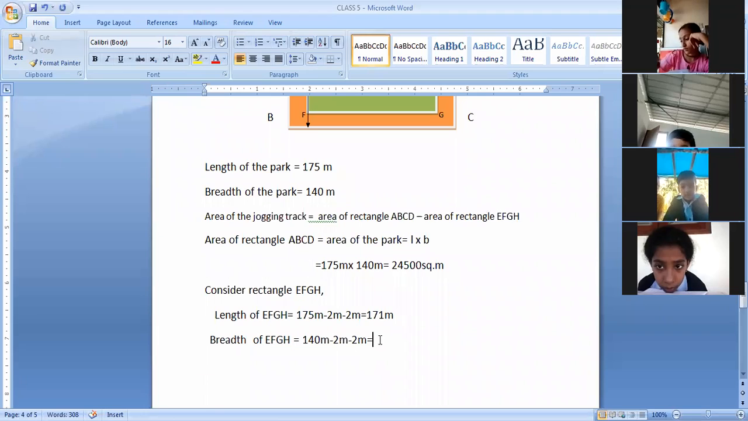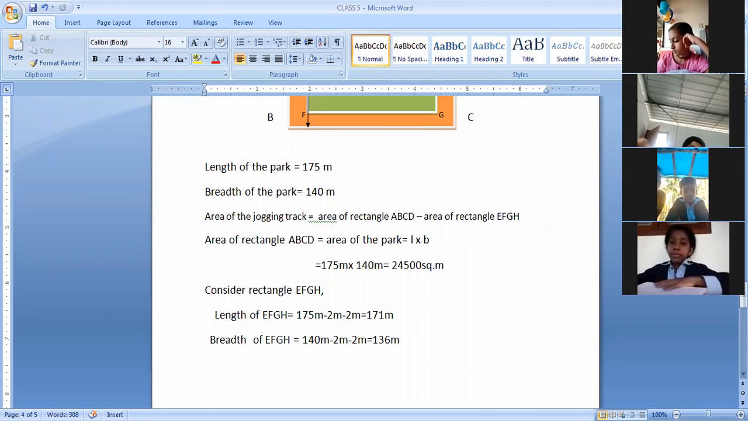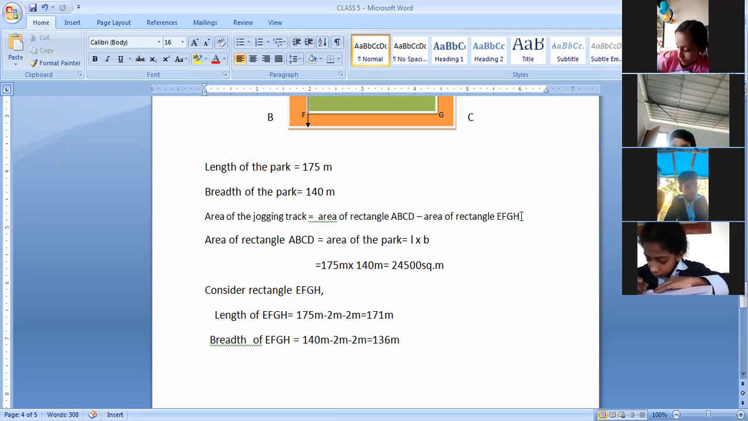So, what is the value? Then what is the breadth of EFGH? 136 meter. Good. So now you got the length and breadth of EFGH. Next step, what we need to find? Area. Yes, we need to find the area.